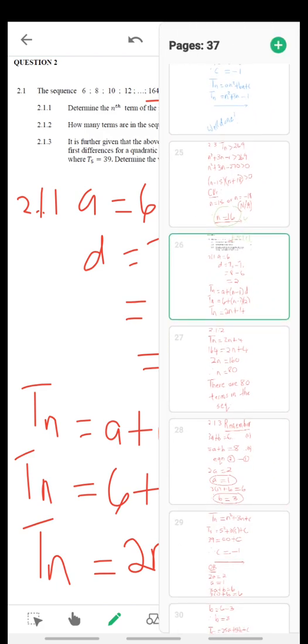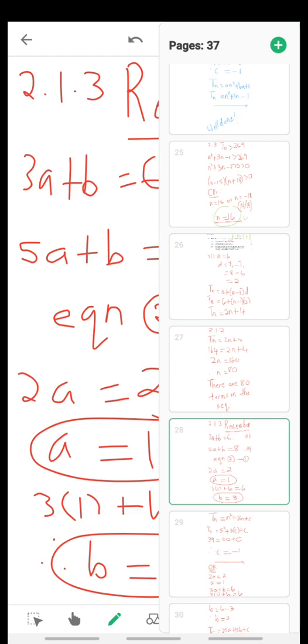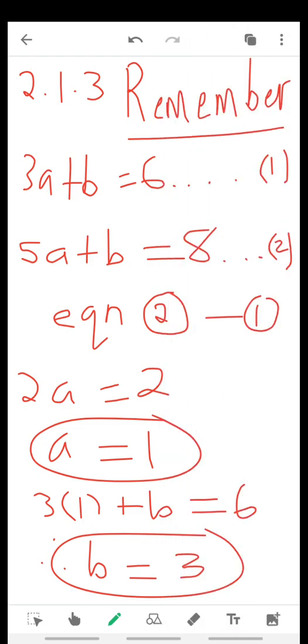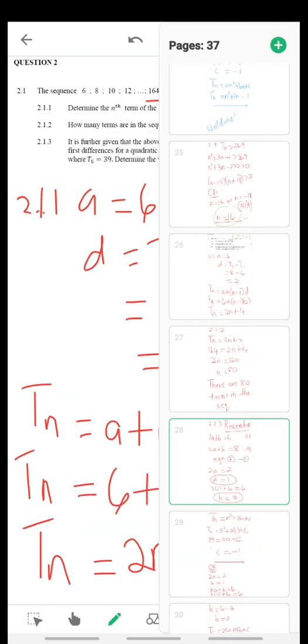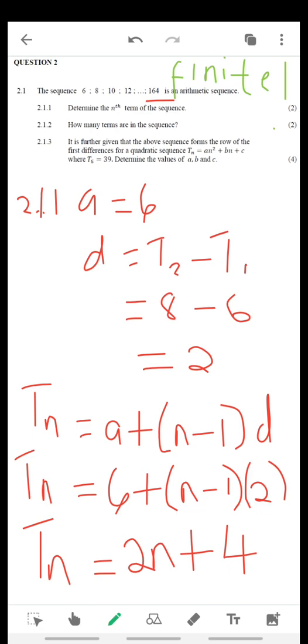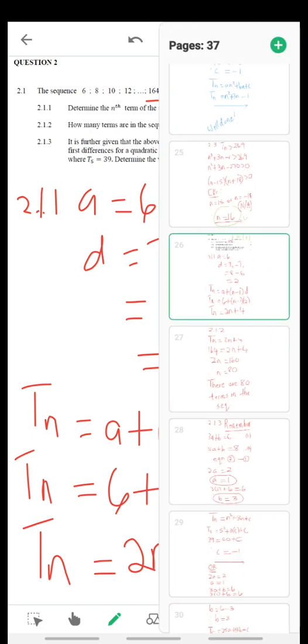Very easy. First thing that we need to remember is our 3a plus b. Do you remember that they said this is an arithmetic sequence, which now forms the first differences of a quadratic sequence, meaning my 3a plus b will be 6, if you write it down. And my a can be determined by saying 2a equals 2, because I still know what the difference is from 6, 8, 10, 12. Now let us look into that one.